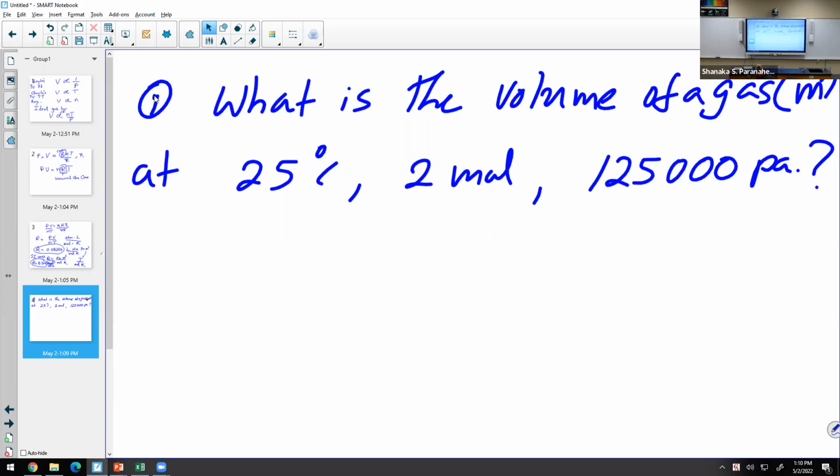Solve for volume. The gas is at 25 Celsius, number of moles is 2 moles, and its pressure is 125,000 Pascal. What is the volume of gas in cubic meters?